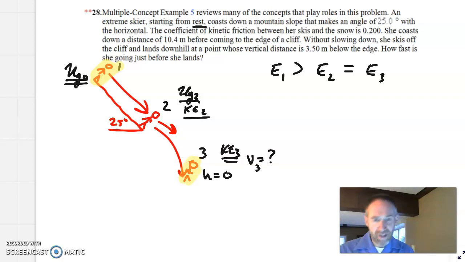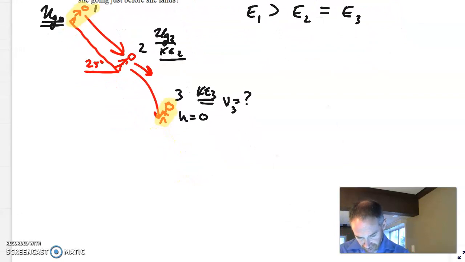And well, you say, what about spot 2? Well, spot 2 is important because it ends where the non-conservative work is happening, but in terms of initial and final, I'm not going to include it. Okay, so I'm going to do something like what I did on the last one.